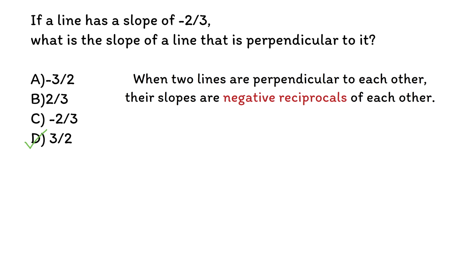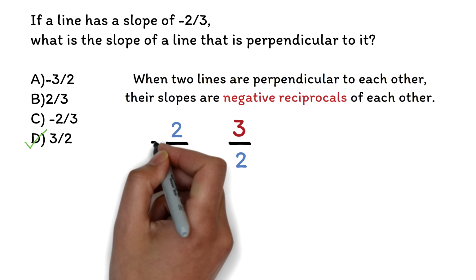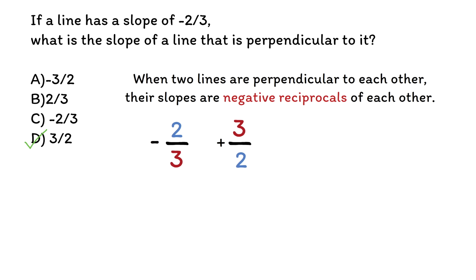Reciprocal here simply means flipping the numerator and denominator of the number. So 2 over 3 will be 3 over 2. The negative will simply change the sign. So here, since this is -2 over 3, we will have positive 3 over 2. We basically flipped the numbers and changed the sign. There's no need to write plus in front of a number, so the answer is D, 3 over 2.